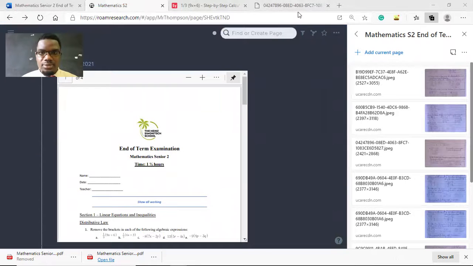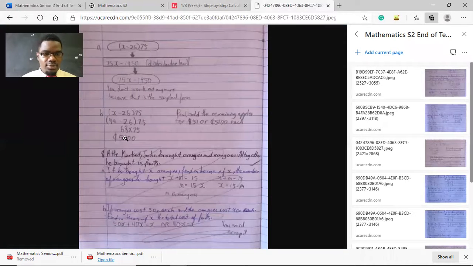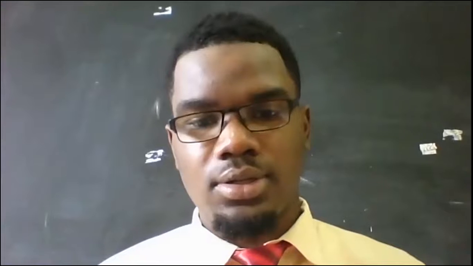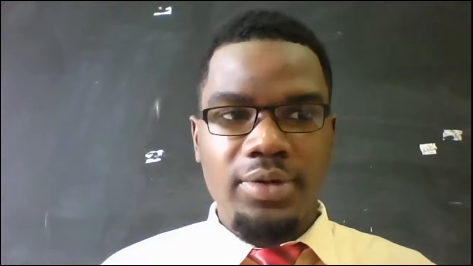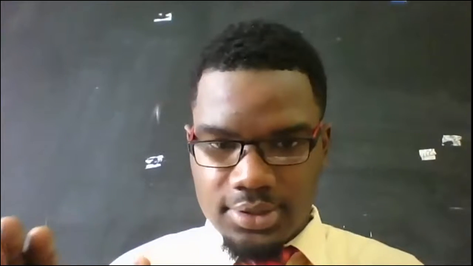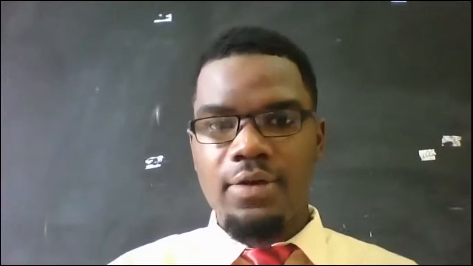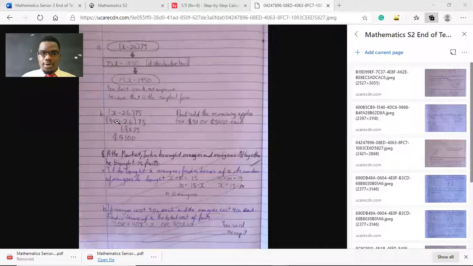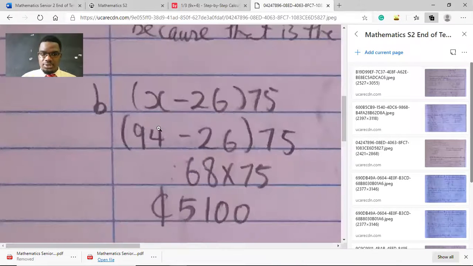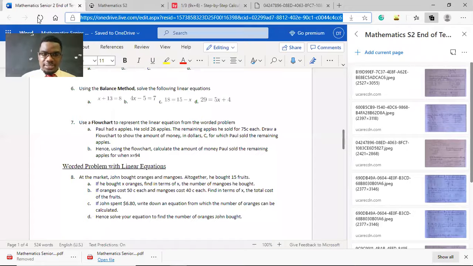X is equal to 94. So the original expression, if you can recall, was X minus 26 times 75. Look at what we do. If I give you a value for X, why can't you substitute it? Look at that. X was unknown. The question says it's now 94.